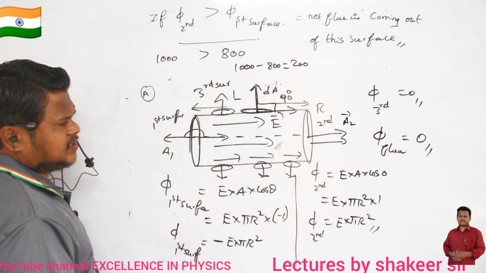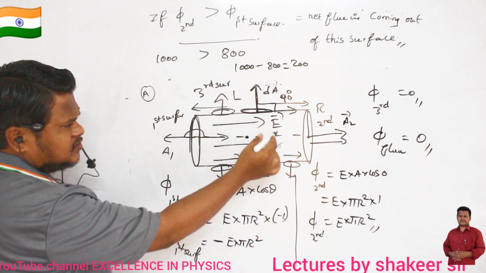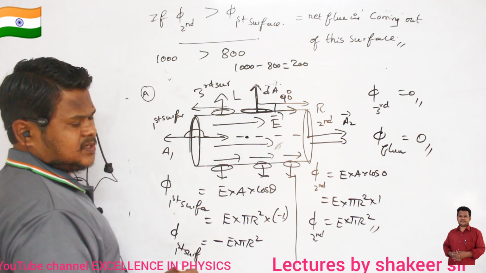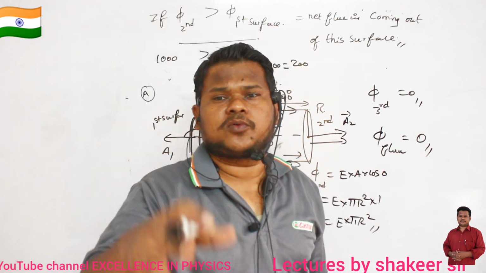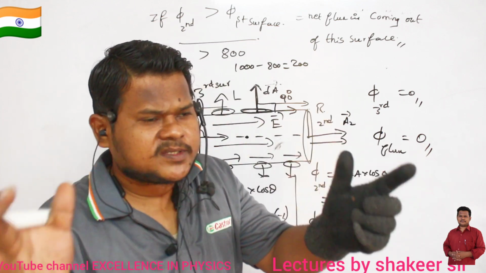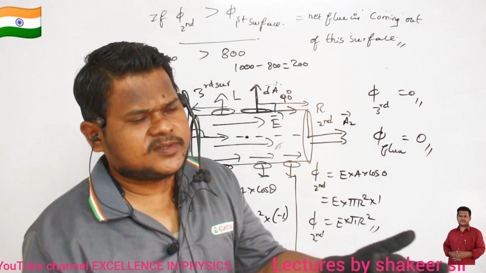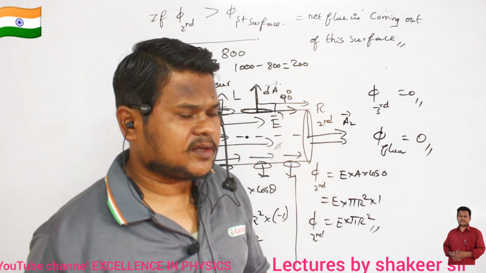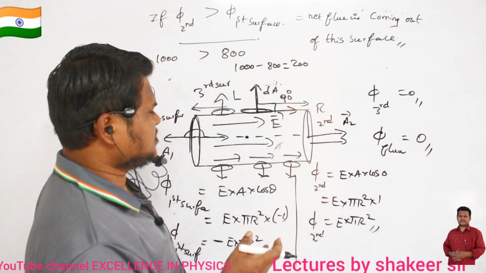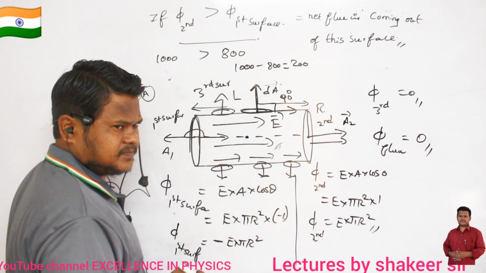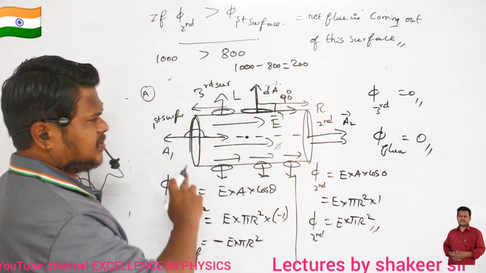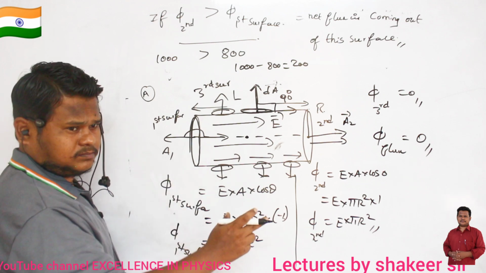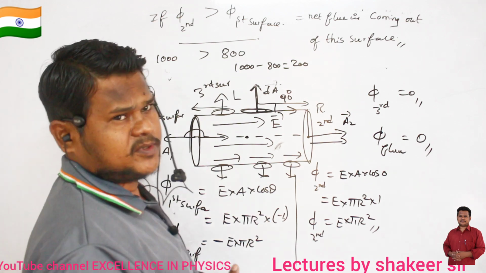Then how can I calculate the charge enclosed by this cylindrical surface? If some net flux is coming out, it means this surface is enclosing some charge. That is called Gauss law, no? That is called Gauss law. Then how can I calculate how much charge is enclosed by this surface? Clear? All of you completed up to here? Make a note up to here.